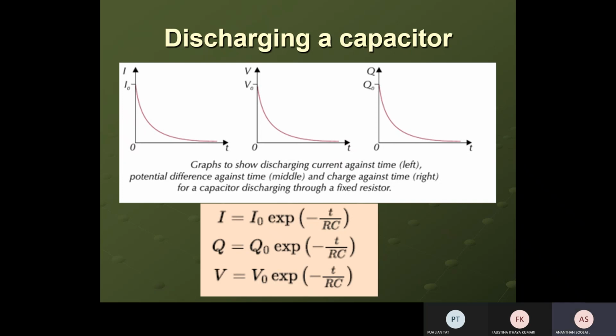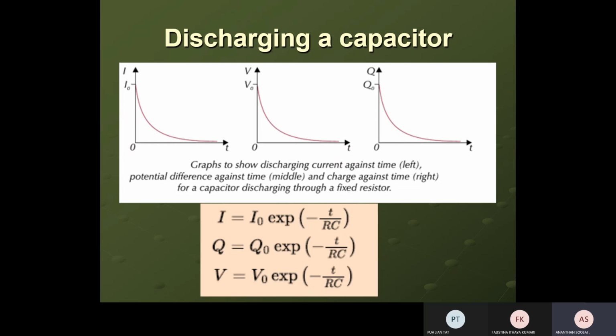So this is the formula, newly added in your syllabus. The current at a particular moment, at time t after discharging, say 2 seconds after discharging, what is the remaining current? I equals I naught e to the negative t over RC. These are the discharging formulas. In your exam, they can ask for the charge, the current, or the voltage across the capacitor at any moment during discharging.